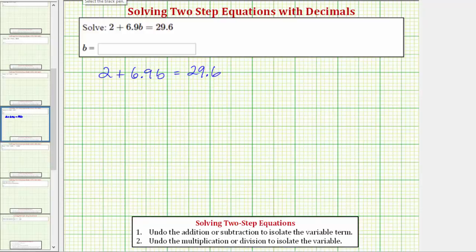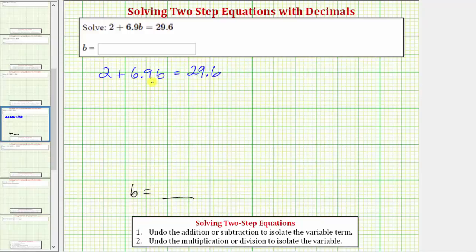In order to solve the equation for b, we need to isolate b on one side of the equation, and because b is on the left side of the equation, our solution will be in the form of b equals some value, again, that makes the left side equal to 29.6.